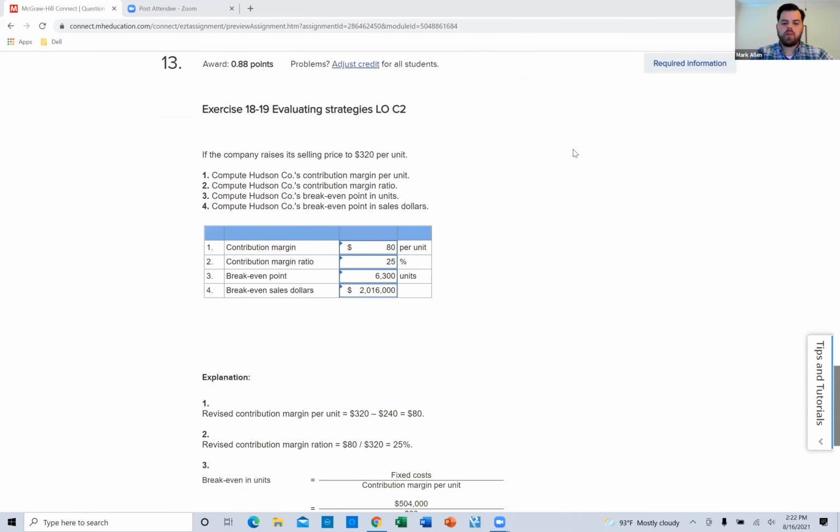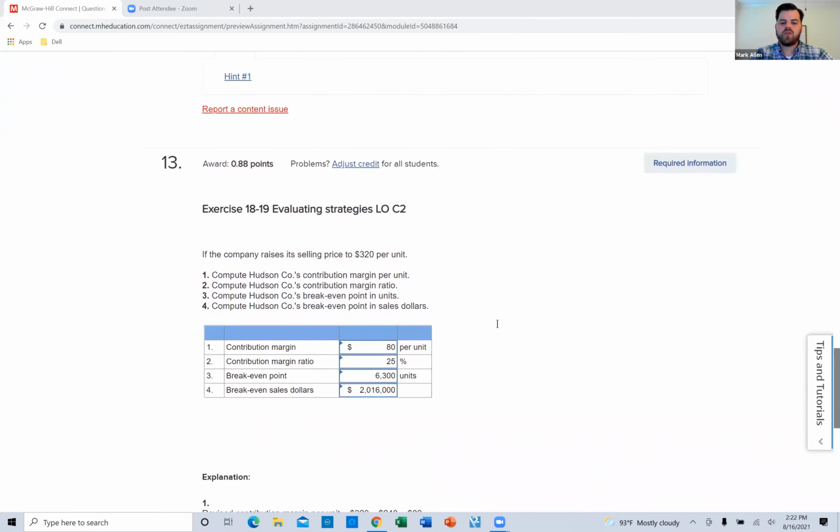So with that, we'll go ahead, clear all that. And now we're just going to play a little bit more make-believe, and they say, well, what if these following things happen? What if the company raises its selling price to $320 per unit? Then what happens to contribution margin? Well, we remember sales minus variable costs equals contribution margin. Before sales were 300, and now it's 320. They didn't tell me variable cost changed, so that's still 240, which tells me then that contribution margin bumps to 80.